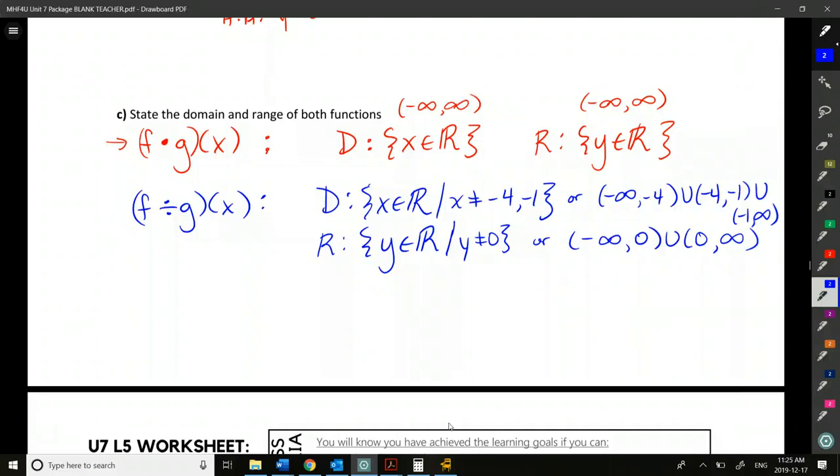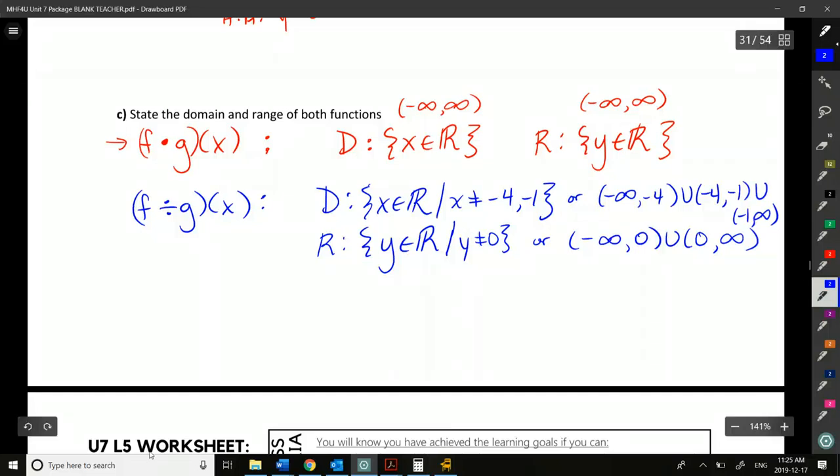Pardon? This is for the other one. This is for f divided by g, yeah. Okay, so especially when you do divisions, you're probably going to have some restrictions because you're putting a function with x's into the denominator, unless it's a constant function.